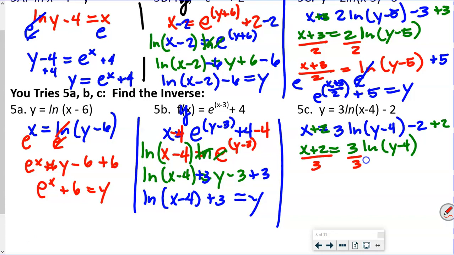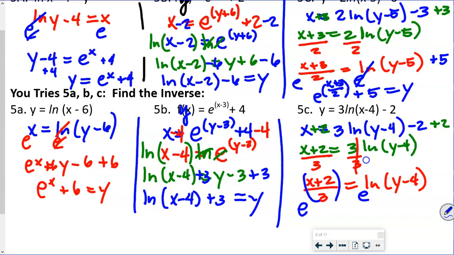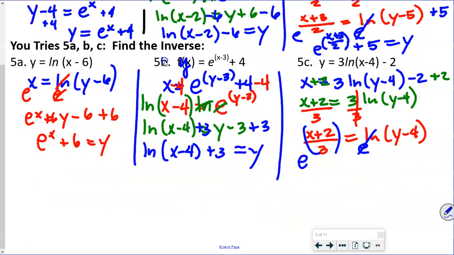So that's going to give us, now that's gone. So now how do we get rid of the ln? We take it to the e power, right? So this is going to be equal to ln of y minus 4. So now we're going to use our e over here. So we're going to do e here, and we're going to do e here. Remember, this is now a power, right? So those cancel each other out. Let me scroll down so I have a little more space. So this is going to be e to the x plus 2 over 3 power equals y minus 4.